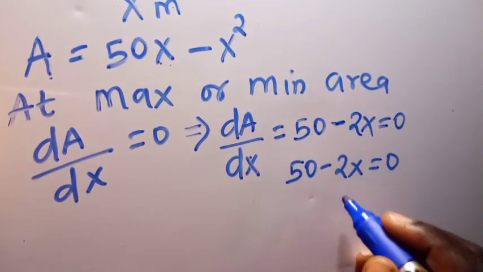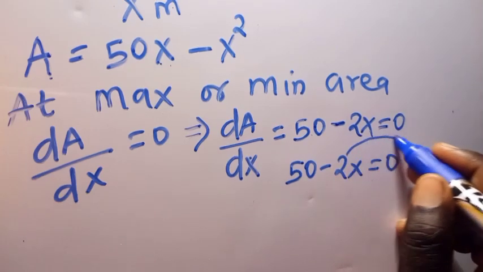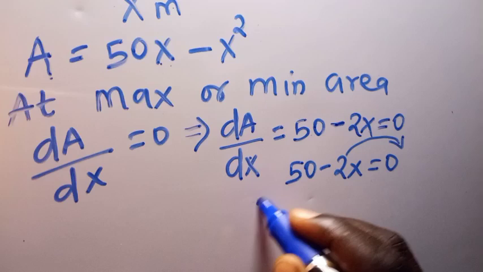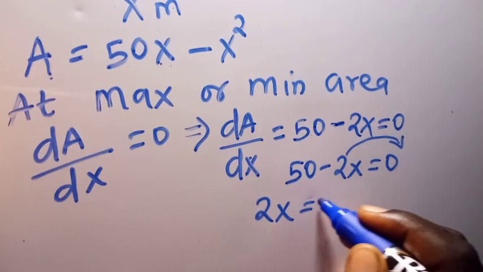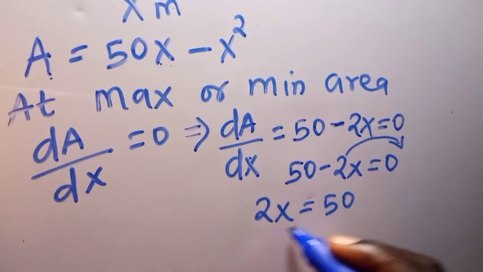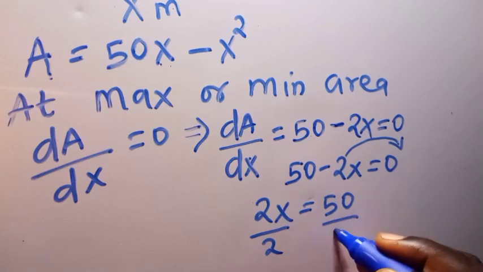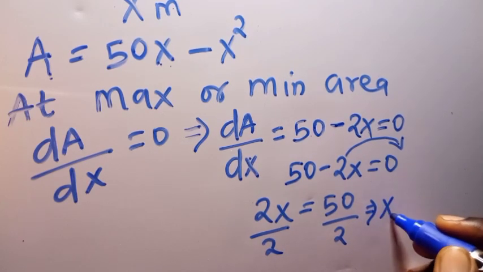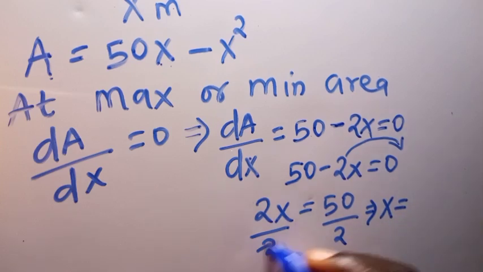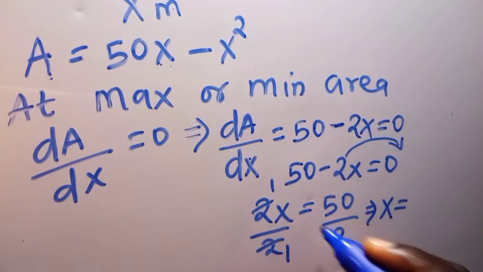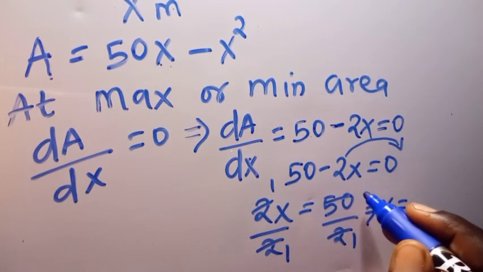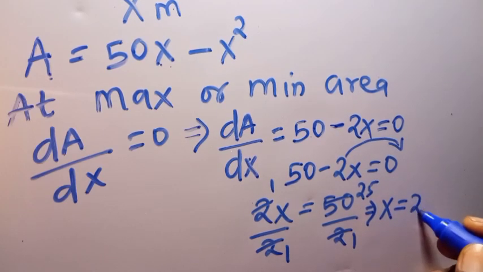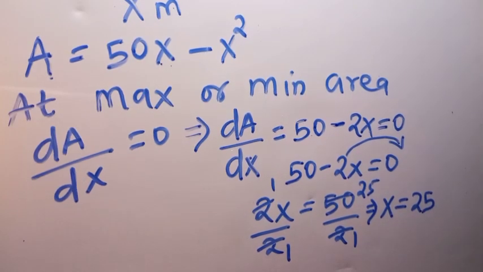Now, what is the value of x at this point? Then we shall take negative 2x to the other side, and it will be positive, which is 2x equals 50. And if I divide by 2 on both sides, then I shall obtain my value of x as 1 by 2 times 50, which is 25. And therefore, the value of x is 25.